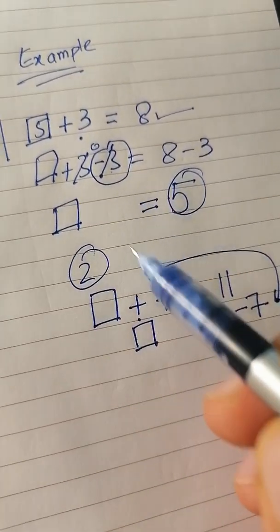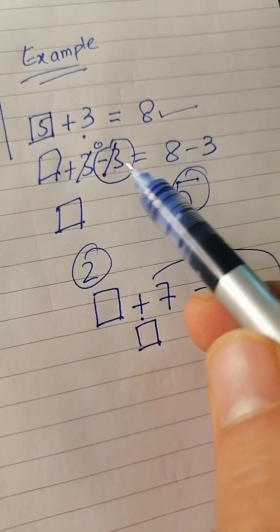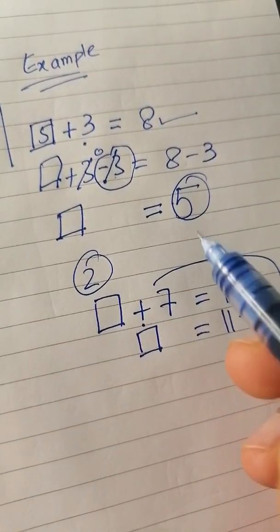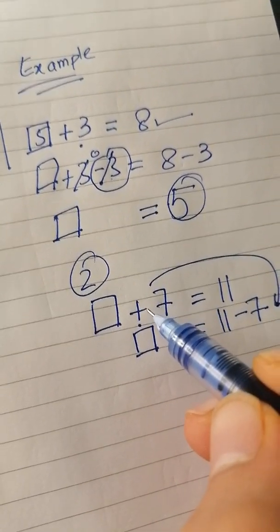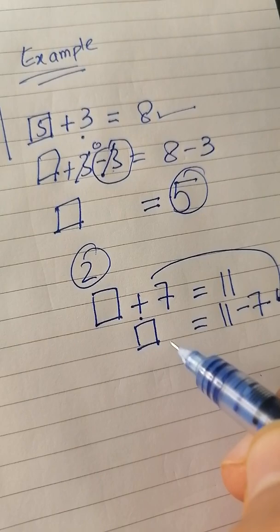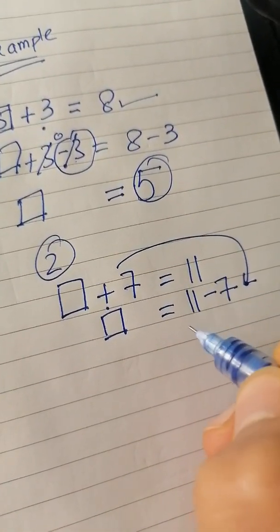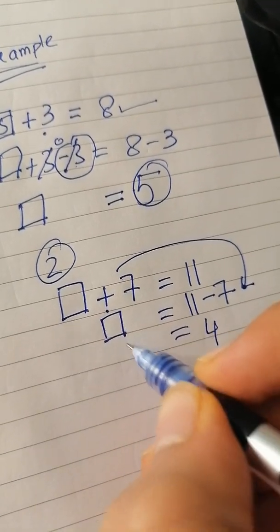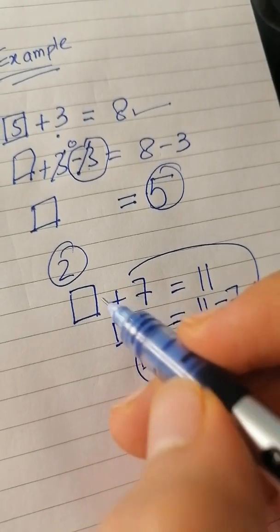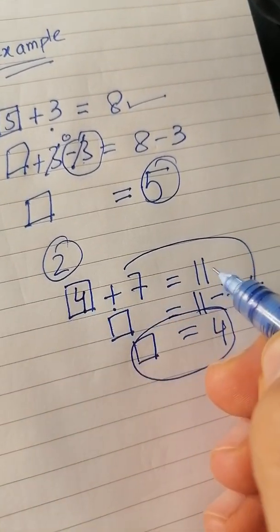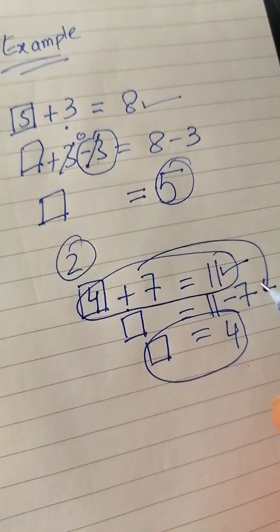It's not just moving. Actually, the math is we are subtracting on both sides. Here also, you can say I am subtracting 7 on both sides. So plus 7 minus 7 will become 0. That's why I am not writing it. And 11 minus 7 will give us 4. So the square is equal to what? 4. It means if I put 4 in the square, I get 11. So 4 plus 7 is what? 11. That's how we do it.